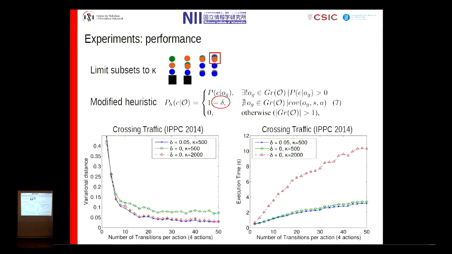And here we see what happens when we limit the number of subsets being used. Here on the right we have the execution time, and here on the left the model quality. If we look at the green and red lines, we see that when we limit a lot the number of subsets being used, the model quality is much worse, but also the learning time is much better. But using the modified heuristic that penalizes very specific operators, we can obtain very good results, even when we limit a lot the number of subsets being used. And we get also a good execution time.